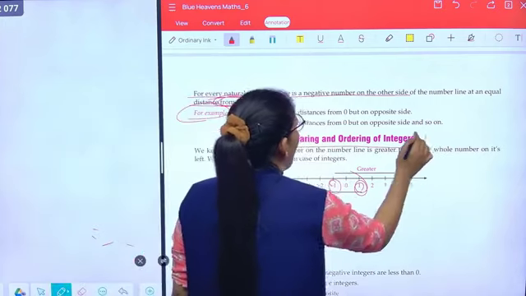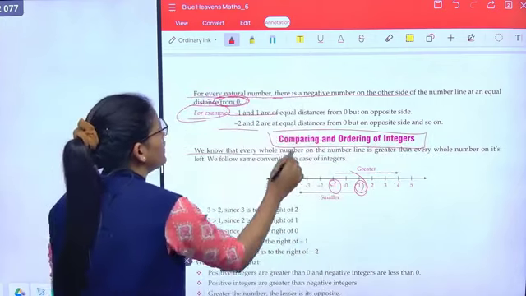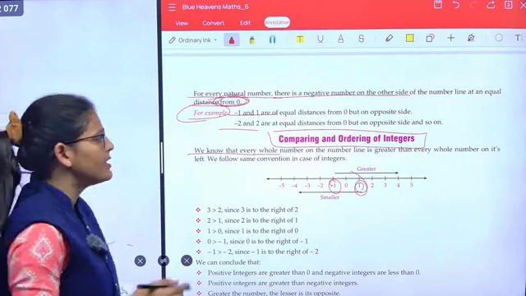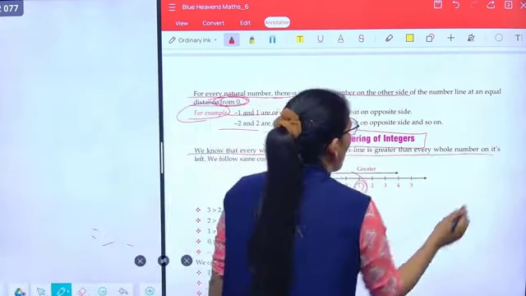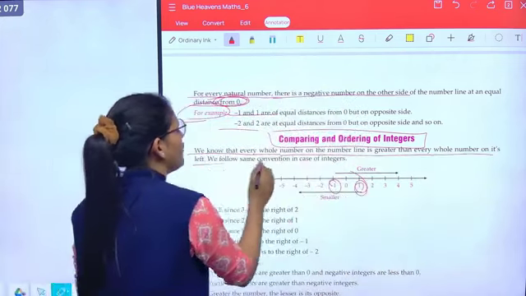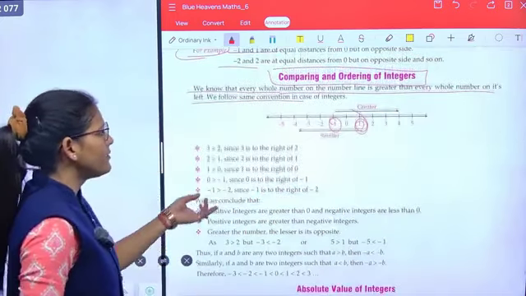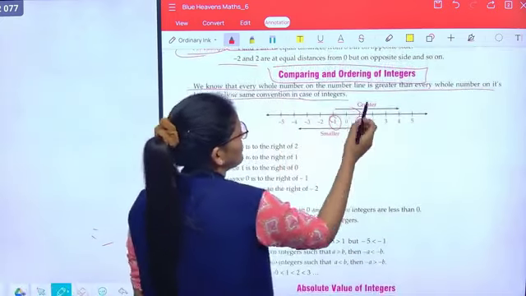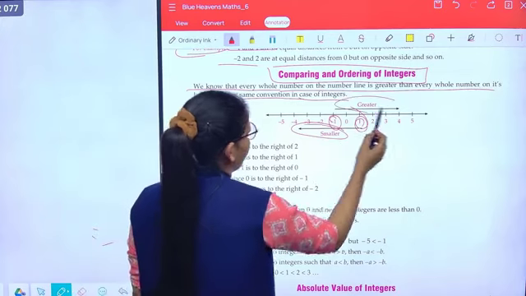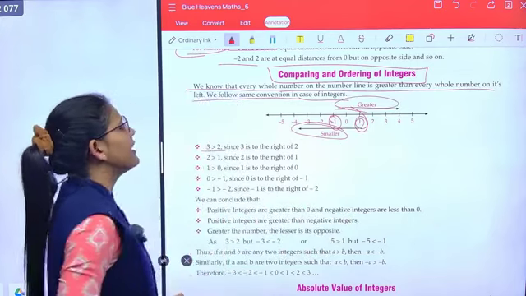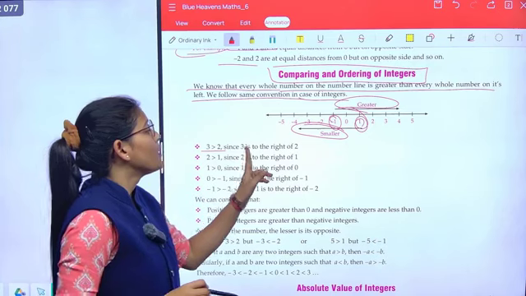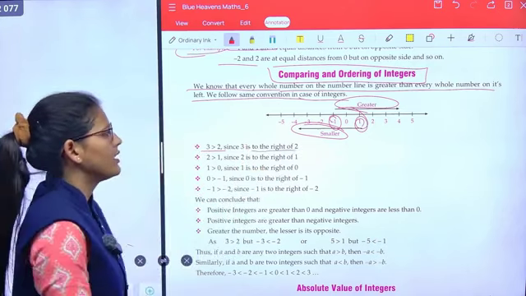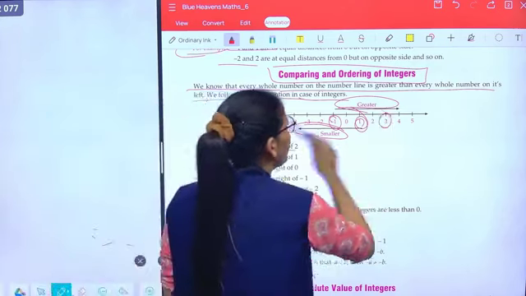Comparing and ordering of integers. We know that every whole number on the number line is greater than every whole number on its left. We follow some convention in case of integers: the smaller, the greater. Now 3 is greater than 2 since 3 is to the right of 2.